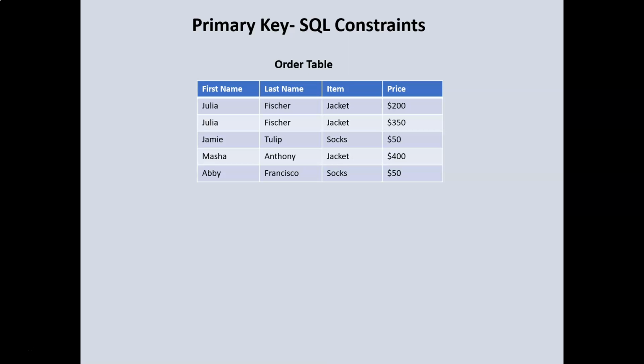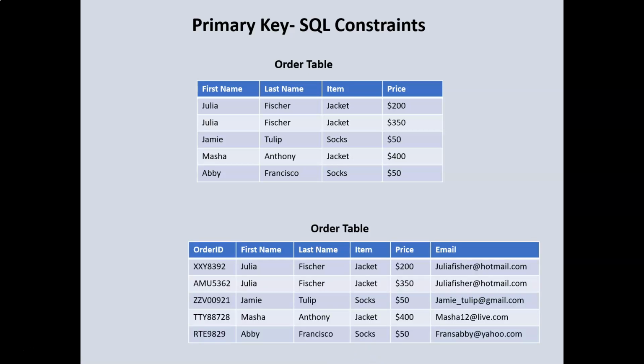Here we have Julia Fisher, who has bought 2 jackets at 2 different prices, one at $200 and another at $350. We also have Masha and Tony, who has bought a jacket for $400. For our record purposes, how do we distinguish between all of those jackets? How do we know which jacket belongs to whom? Well, the solution again would be to create an order ID such that each order is unique to each of the customers.